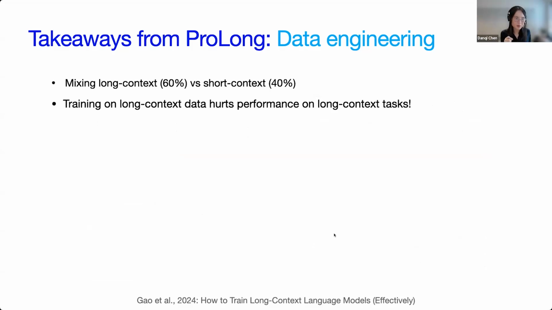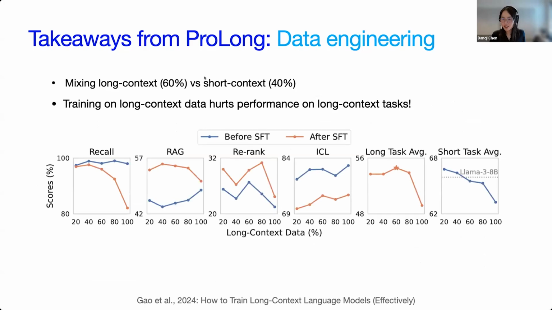Finally, this is also very important. If we really want to train long context models, you need to mix long context data and short context data properly. Eventually, we mixed 60% long context data with 40% short context data. We found that if you just train on the long context data, this hurts the performance on the long context task. This is very interesting. If you use a lot of long context data, it definitely hurts the performance in the short context task, but it also hurts the performance in the long context task. So that's why we decided to use 60% long context data and 40% short context data.